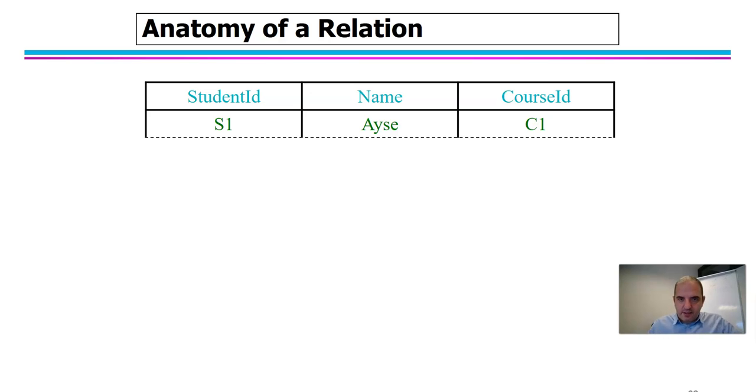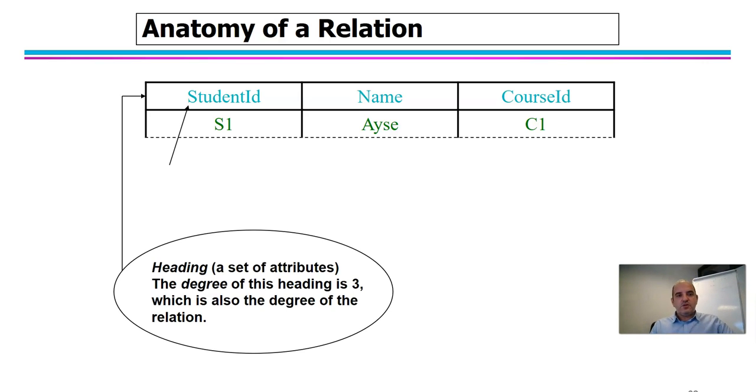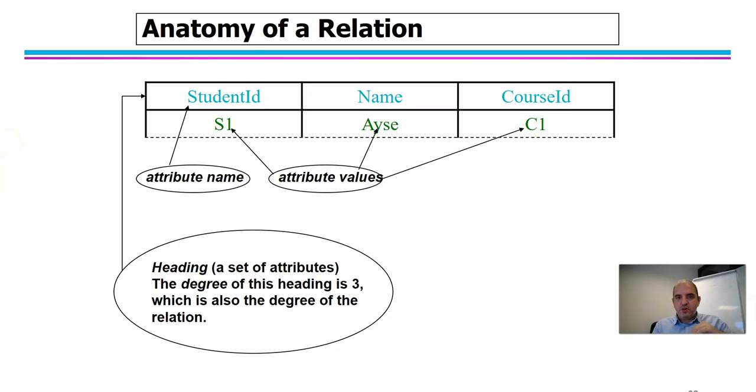So let's take a deeper look at a row. Here we have a heading in the table. We call them attributes or properties. So here we have three properties: student ID, name, and course ID. And in each row, we have the attribute values. For the first row, the value of student ID is S1. The value of name is Ayşe. The value of course ID is C1. We call them attribute values.